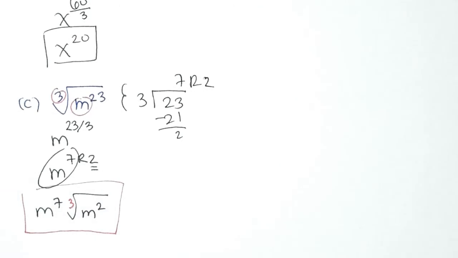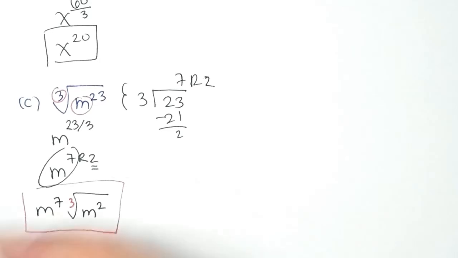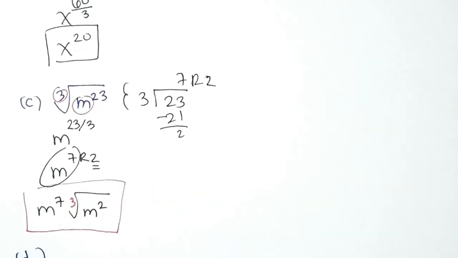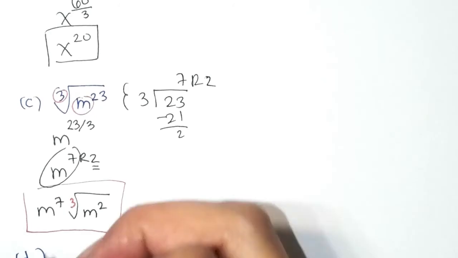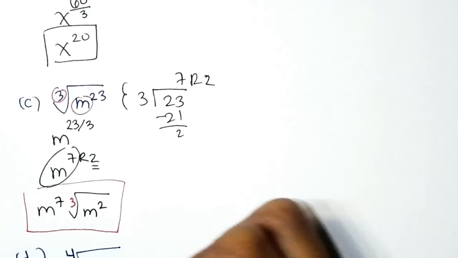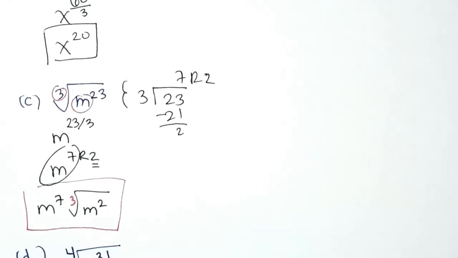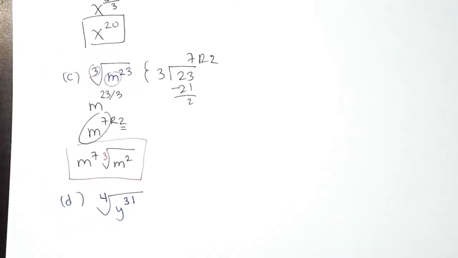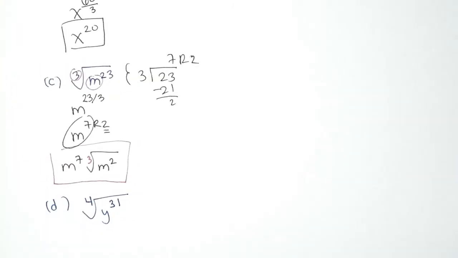Alright, let's go ahead and knock out problem D. Problem D, where am I? Okay, so we have 4th root of y raised to the 31st power. So if you're on it and you just know the answer, go for it, but I really don't.